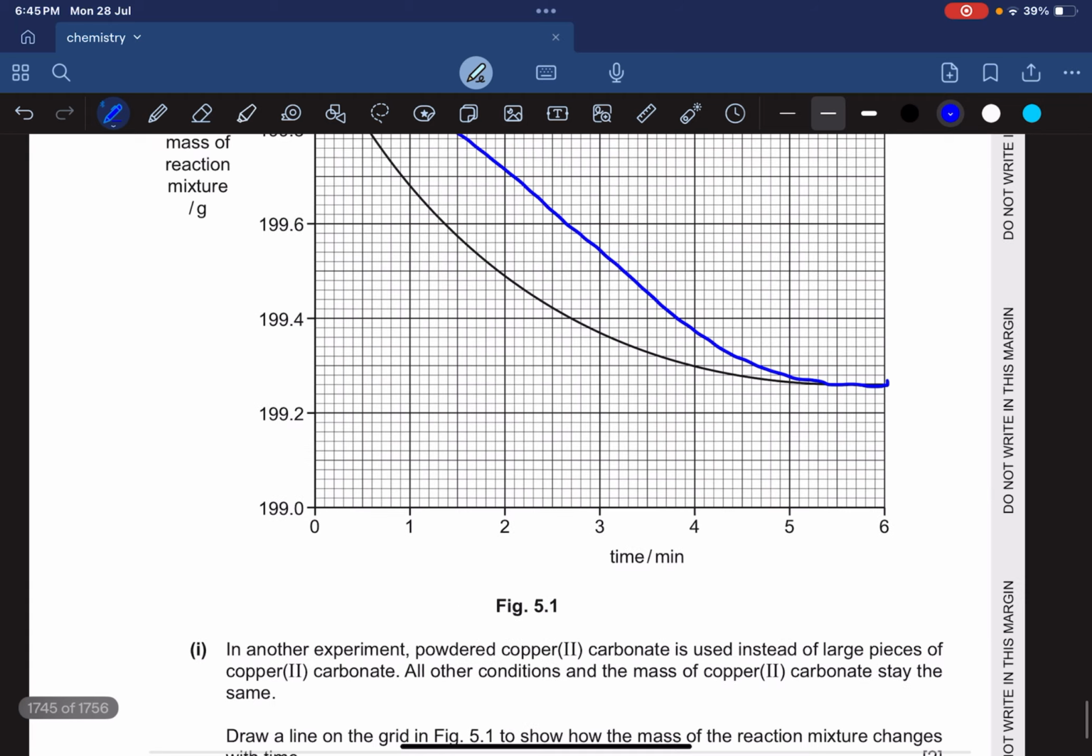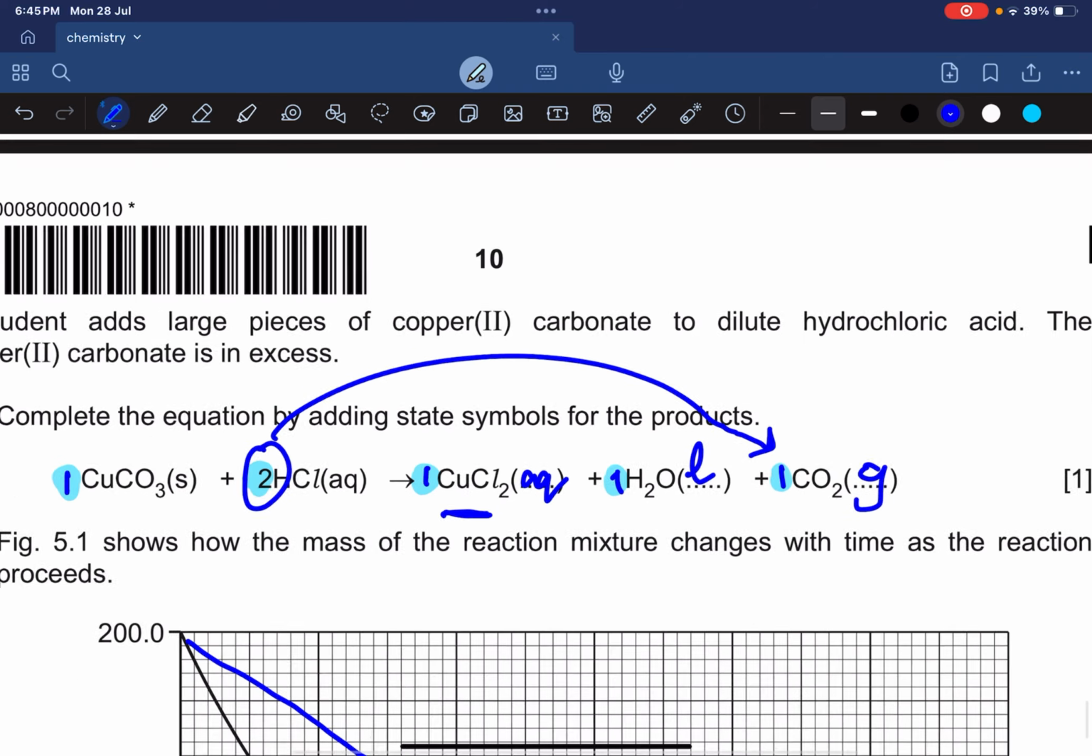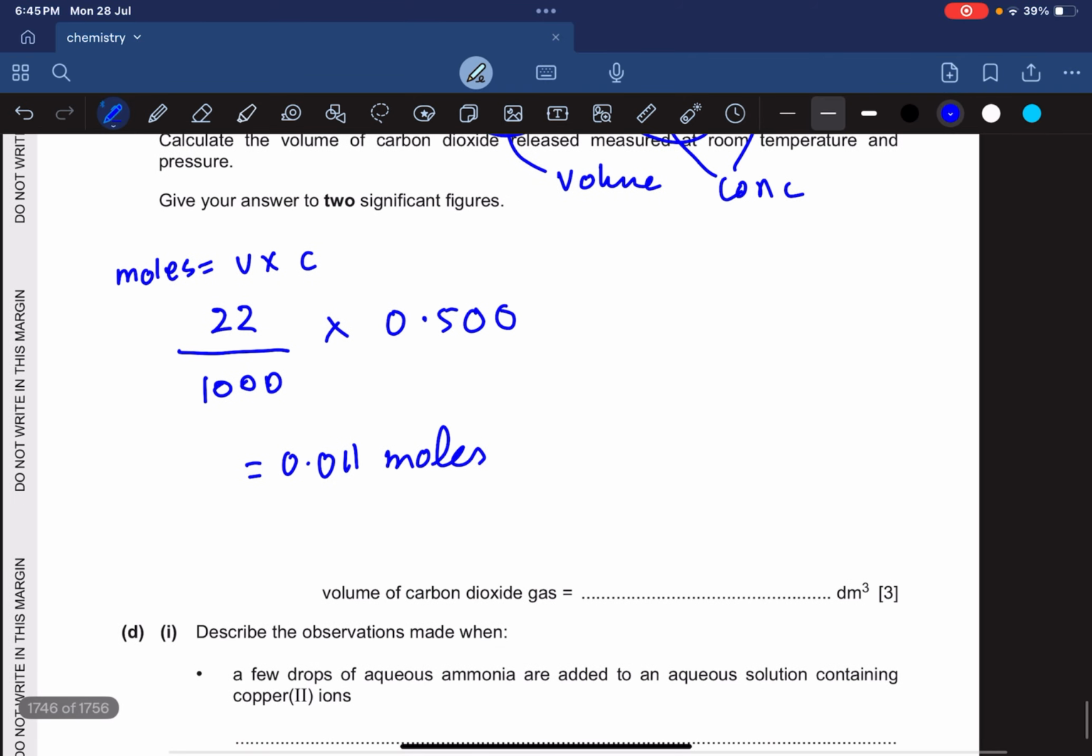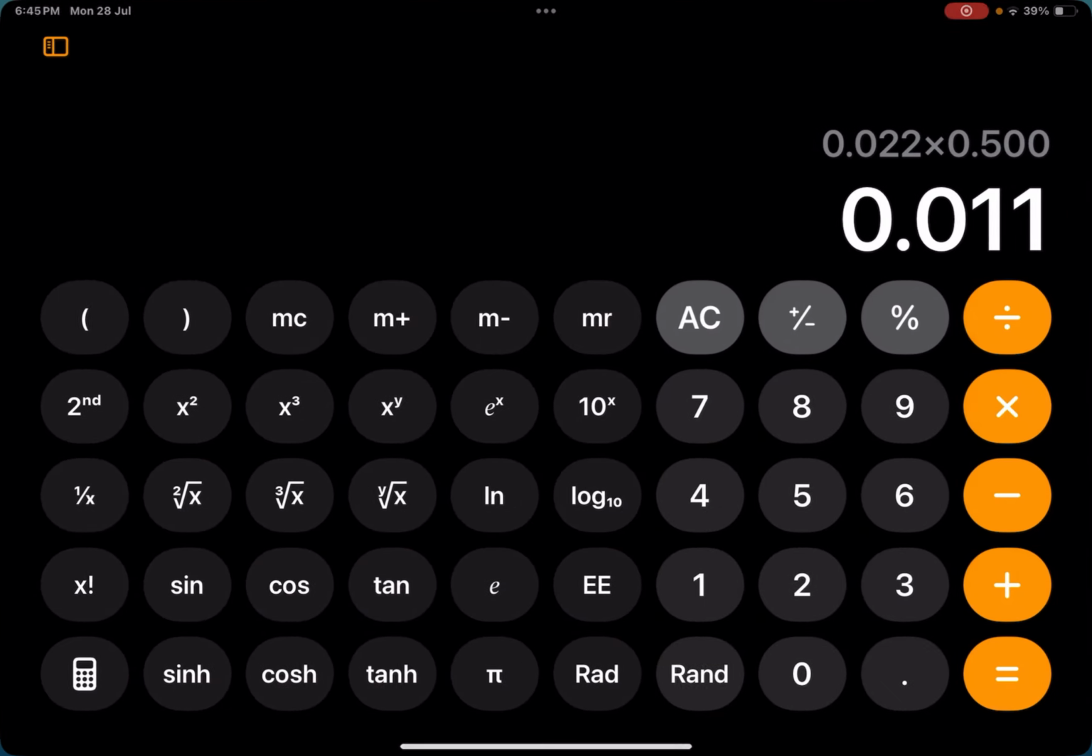Now we can form a ratio, because 2 moles of HCl form 1 mole of carbon dioxide. HCl to CO2: 2 moles of this form 1 mole of this, so 0.011 moles of this form x moles of this. We simply cross multiply and get x equals 0.0055.